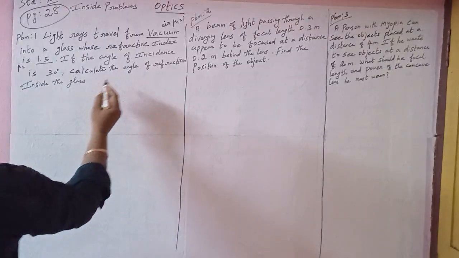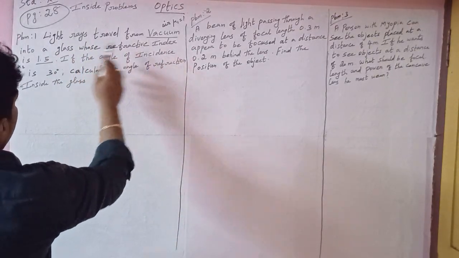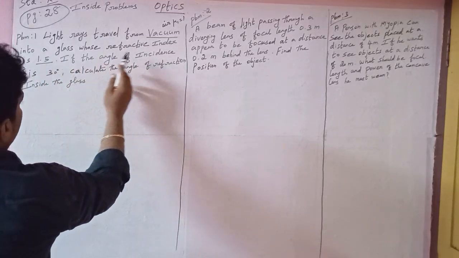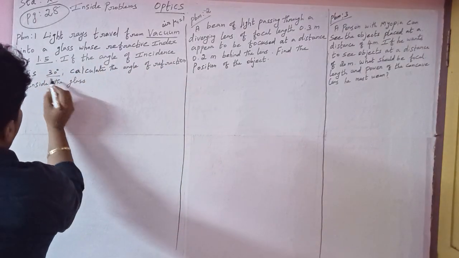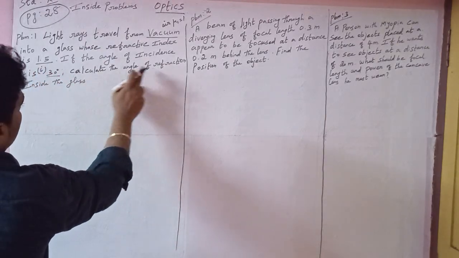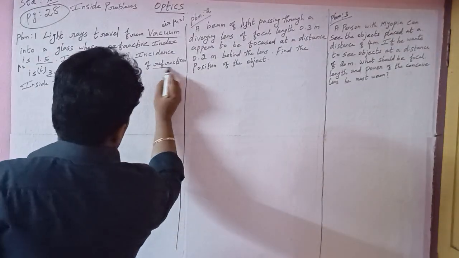Similarly, they have given the value of the angle of incidence. Light rays travel from vacuum into a glass whose refractive index is 1.5. If the angle of incidence is 30 degree. Okay, they gave us the angle of incidence value. What is the angle of incidence value? 30 degree. Calculate the angle of refraction inside the glass. Okay, only the angle of refraction we have to find out.